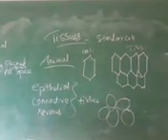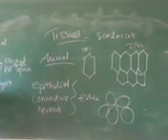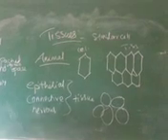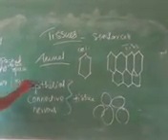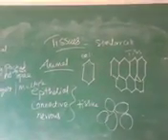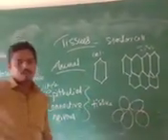Then epithelial tissues are present in a single layer. Mostly it is a single layer, but in some cases it will be in multiple layers. So the first point is that epithelial tissue is closely packed with no intercellular space. The second point is that it is mostly in a single layer, and in some cases in multiple layers.